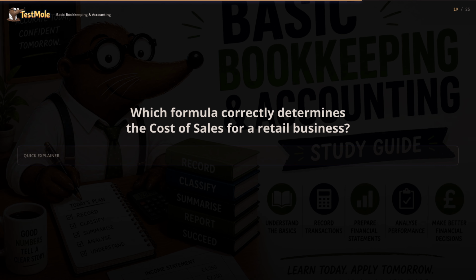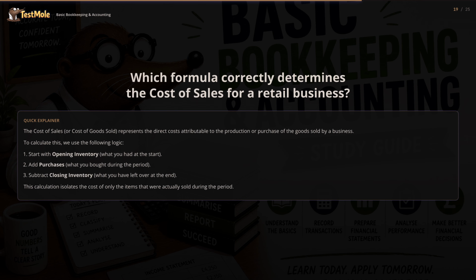Which formula correctly determines the cost of sales for a retail business? The cost of sales, or cost of goods sold, represents the direct costs attributable to the production or purchase of the goods sold by a business. To calculate this, we use the following logic.